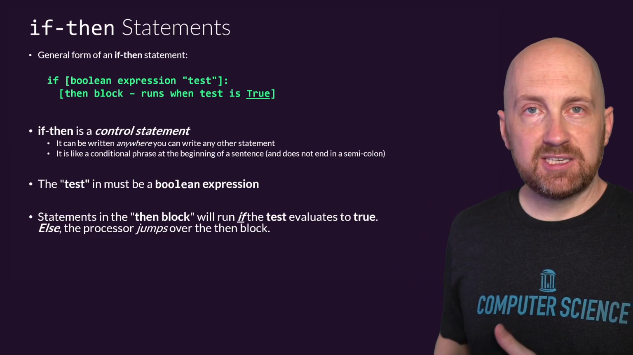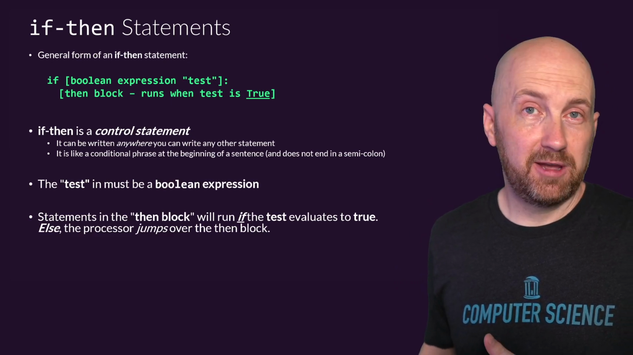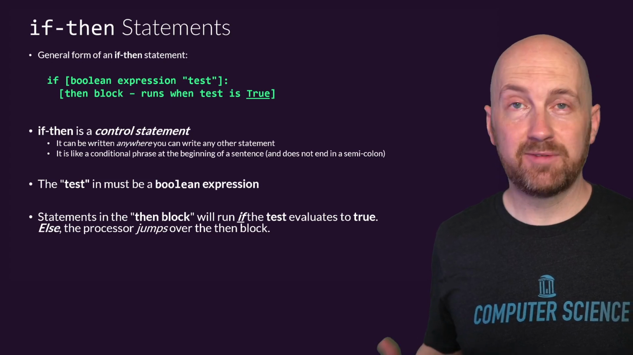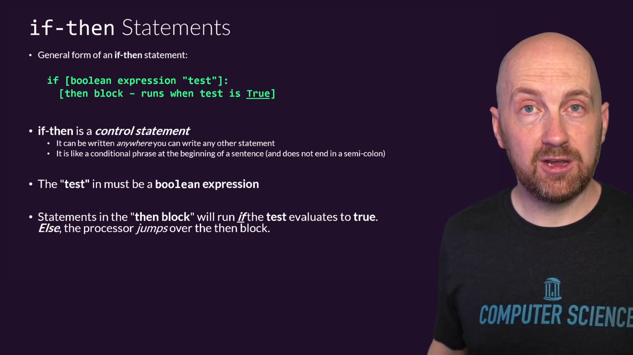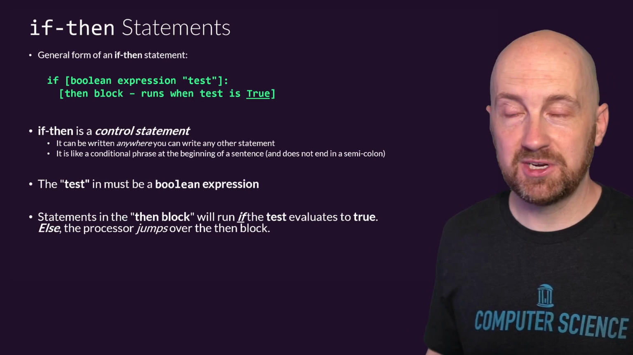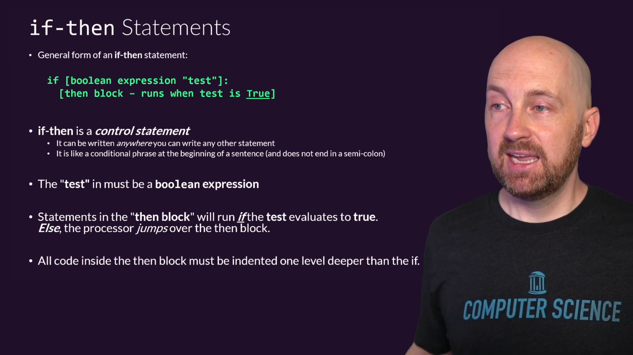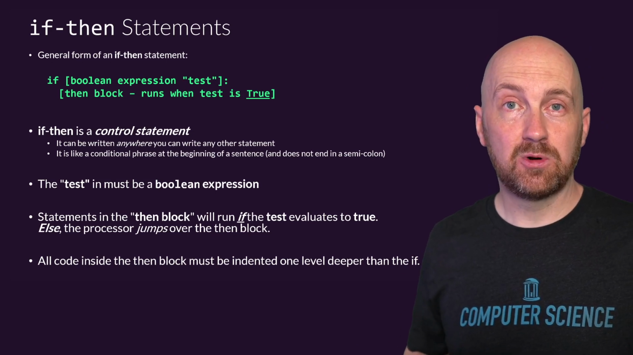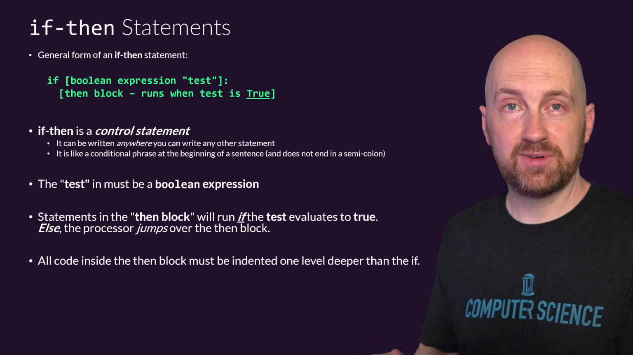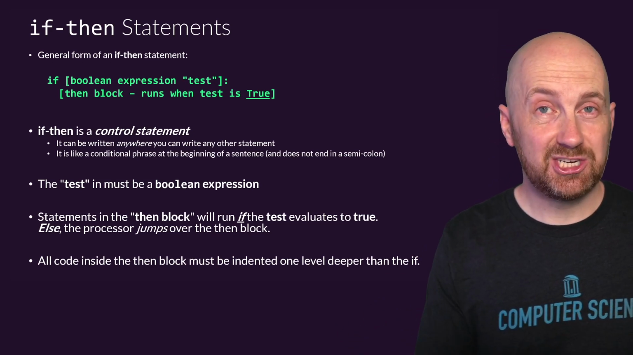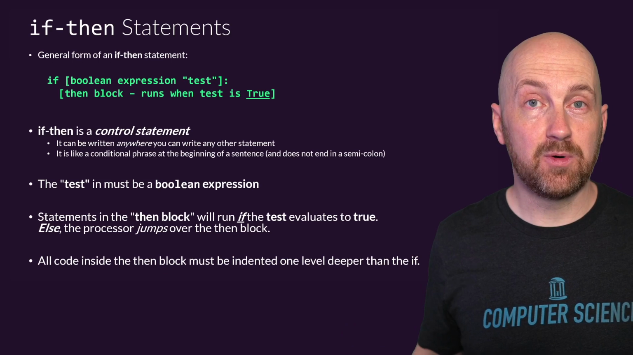As I mentioned, the test must be a Boolean expression. This could also be a function call where the function returns a Boolean value. So as long as whatever our expression is going to evaluate to a Boolean value, then this will work out just fine. If that condition is true, we go into the then block, and that's the next place the processor will start working. It will jump into the then block and move line by line through it. If that test condition is false, it's going to jump over the then block and continue on after it.